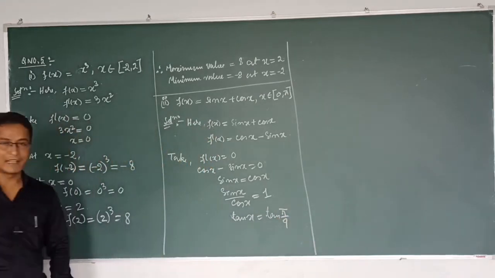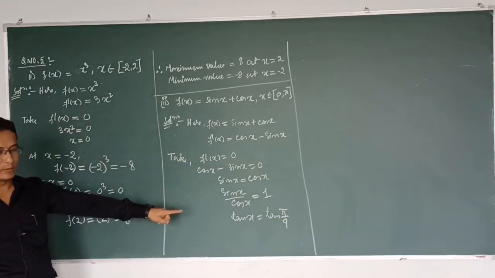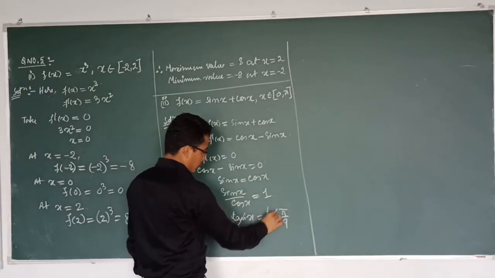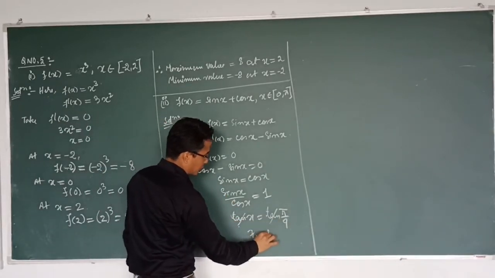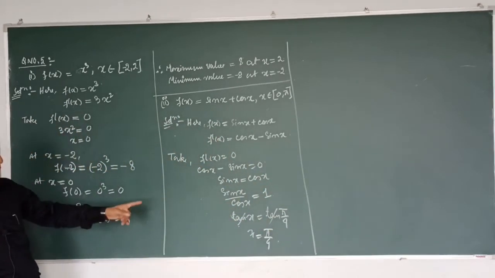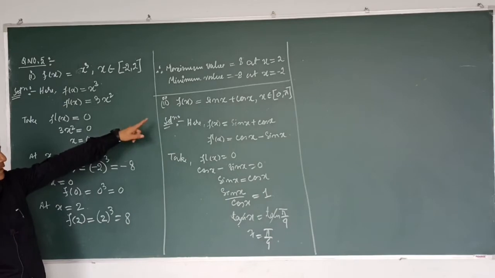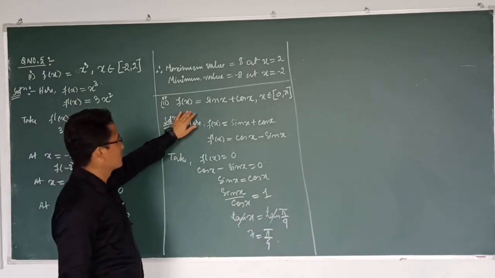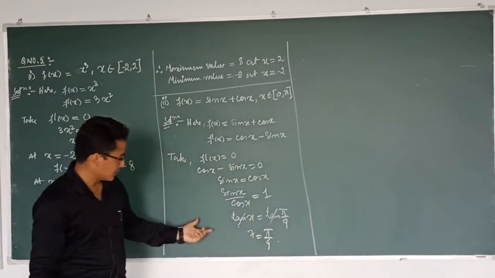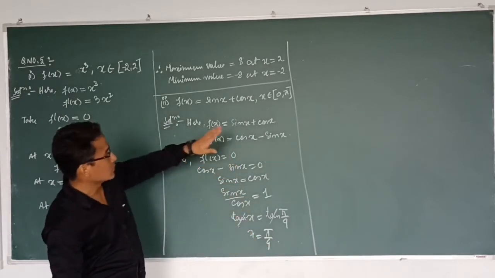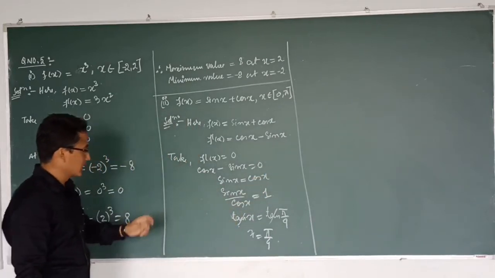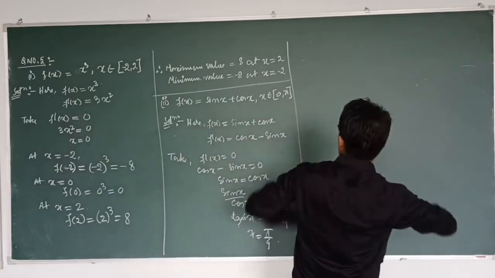We know that the value of tan pi by 4 is 1, and sin x by cos x is tan x. Then we get the value of x equal to pi by 4. Now we use this value in the function. Our interval is 0 to pi. So what can we do? We take from 0.